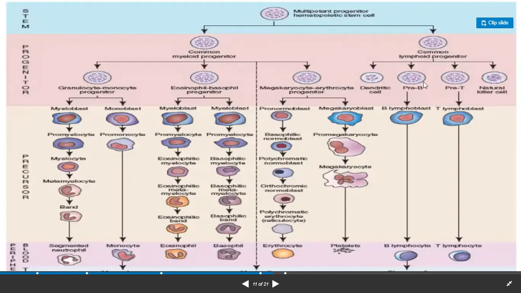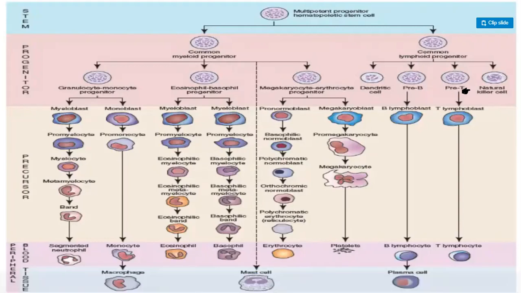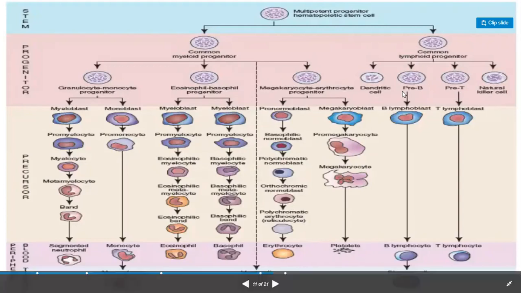And then for the lymphocytes, the common lymphoid progenitor will give rise to what we call the dendritic cell, the pre-B cells, and the pre-T, you could call them progenitors, and the natural killer cell. Now, this pre-B will give rise to what we call the B lymphoblasts. And the lymphoblasts will then differentiate and give rise to the B lymphocytes.